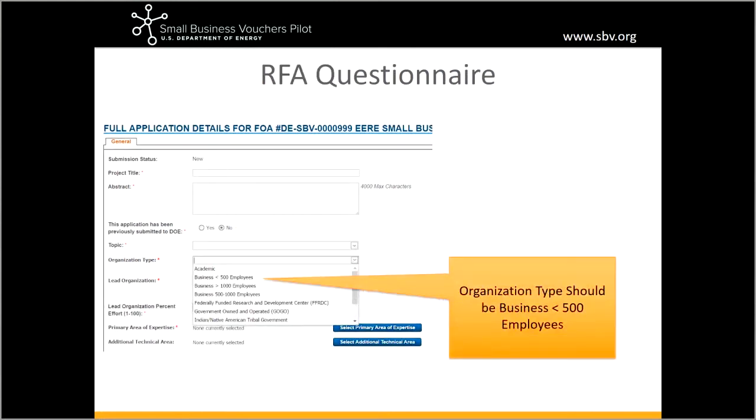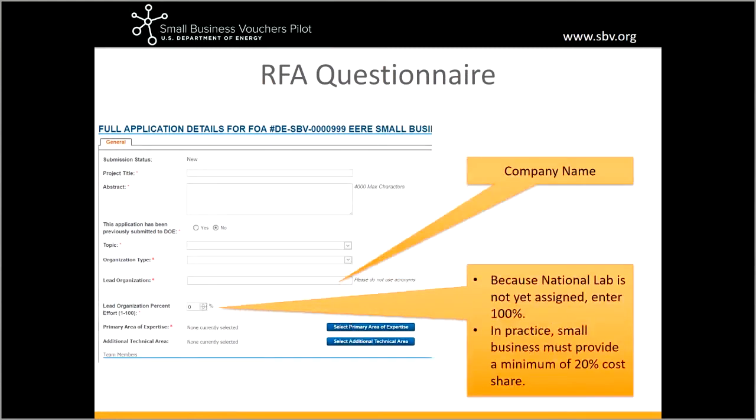Then you describe your organization, where you see organization type. Because this is a small business voucher program, it's really important that you identify yourself as a small business. So that would be a business with less than 500 employees. You identify your company as the lead organization. So type your company name in lead organization. Now, the next one is important. And this is what I've gathered from playing around with the system. In fact, you are going to ultimately sign up for something that will be at least 20% of the total cost of the program.